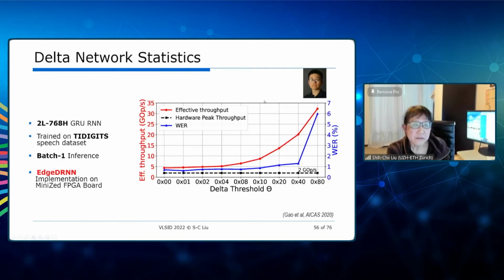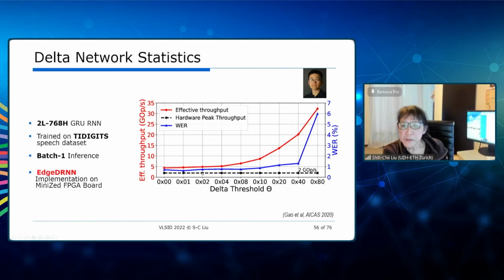So Cheng Dao, a student of ours, has implemented this network on different FPGAs. So this is the one called DeltaRNN, implemented on the Mini Z. What he implemented was a 2-layer 768 hidden unit gated recurrent unit, RNN, recurrent neural network. This is a network that was trained on the TIDIGITS speech data set. These are the numbers he got by doing batch 1 inference. And so you can see that as you increase the threshold that the neuron needs to get activated, your effective throughput, measured in giga-ops per second, increases, as you would expect, right? Because you're doing fewer and fewer fetches of the connections from the activated neurons.